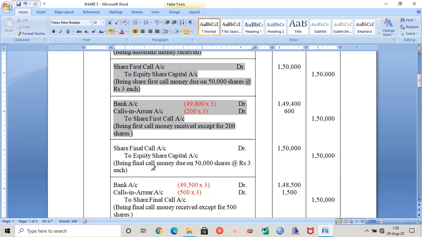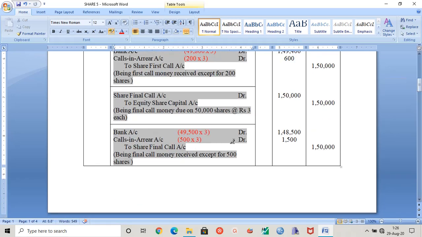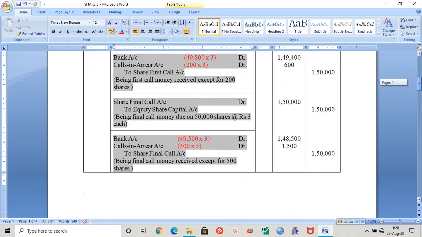Now after that, we will pass the entry for share final call. Share final call account debit to equity share capital account, which is very simple, okay? So again, here in the final call, we have 300 more shares. 200 was already there plus 300, okay? So how much will it be? 500. So in case of final call, we have 500 shares that stand in call arrears, okay? So this is your last entry. So this is it. I hope you have understood this particular journal entry by now, okay?